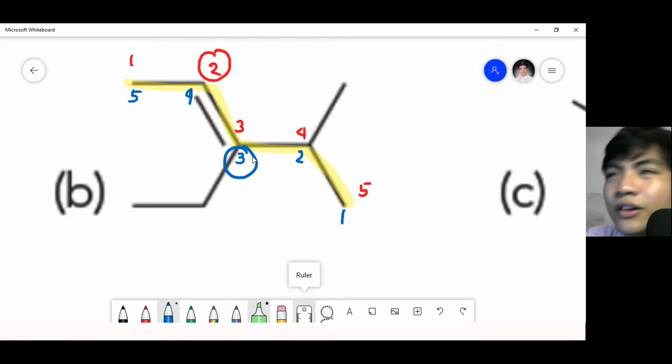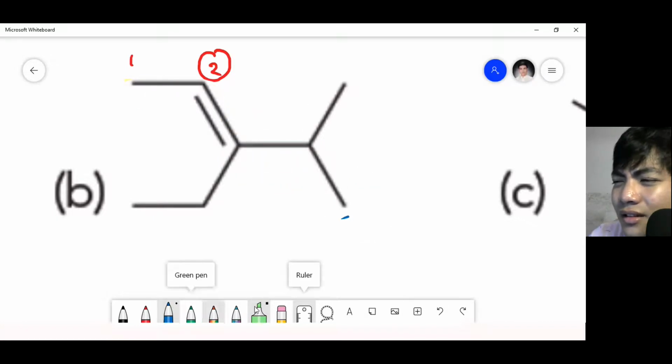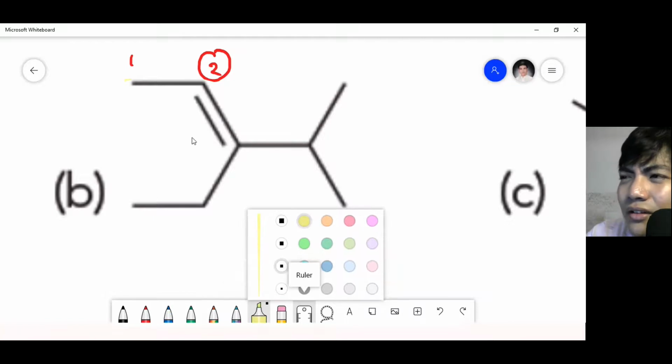So which one is preferred? Is it the 2 or the 3? So the answer will be the 2. Okay, so the 2 will be preferred kasi sabi natin we should give the lowest number for that double bond, okay, to the carbon that will start the double bond. Okay, so we'll use the red numbering. Okay, so meaning I need to discard this na lang. So let me just discard those and redraw the parent.